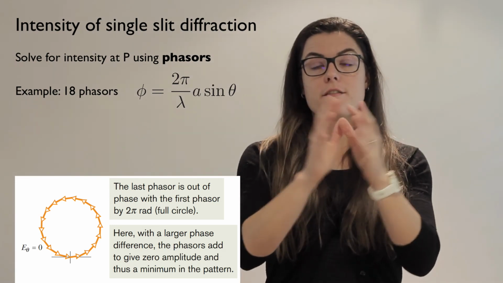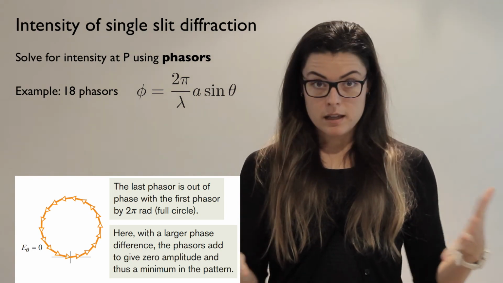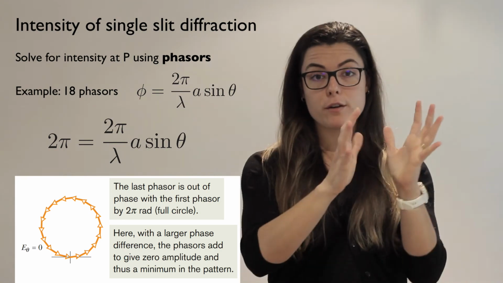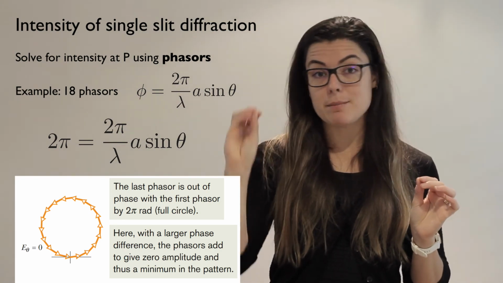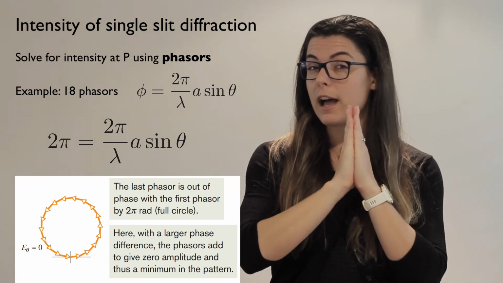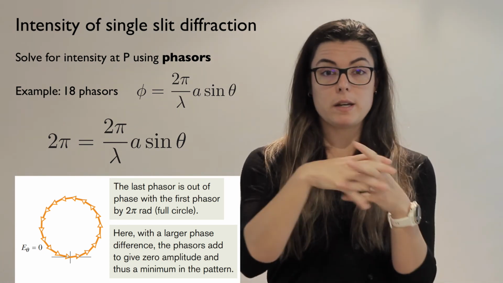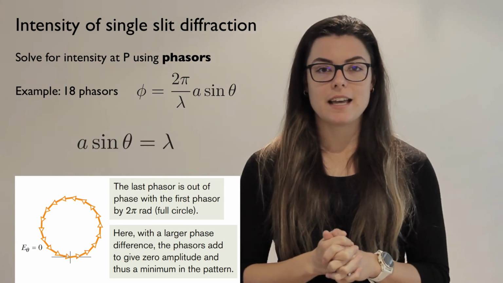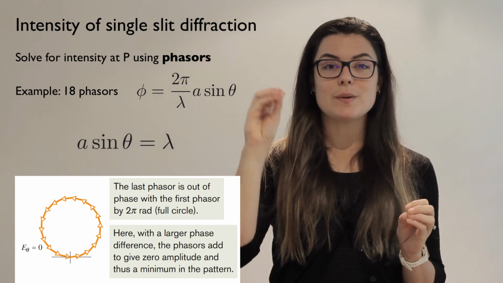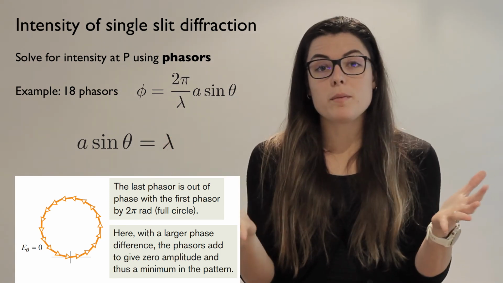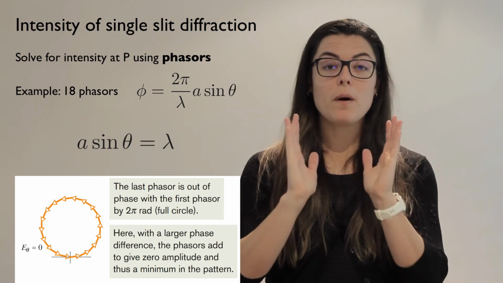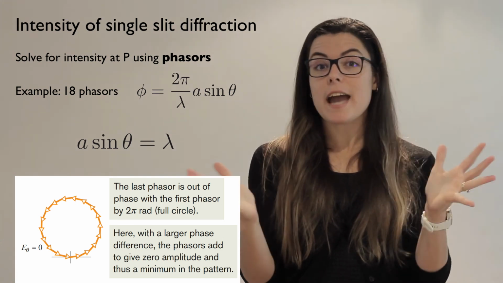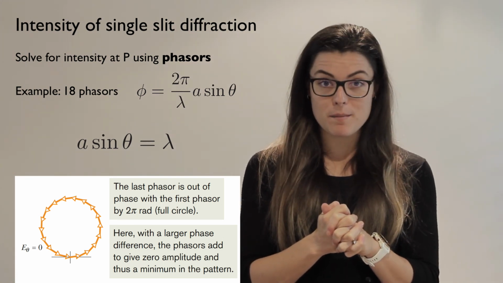So if the first and last phases have a phase difference of 2 pi, we can actually sub that into the equation we had before. Remember, our total phase difference equals 2 pi divided by lambda, a sine theta. So let's sub in 2 pi for our phi. We end up with 2 pi equals 2 pi divided by lambda, a sine theta. And how does this simplify? We end up with lambda equals a sine theta. And you're probably thinking, I've heard that equation before. And yes, you have. It's the one that we derived before, which is the location of the first diffraction minimum for a single slit.